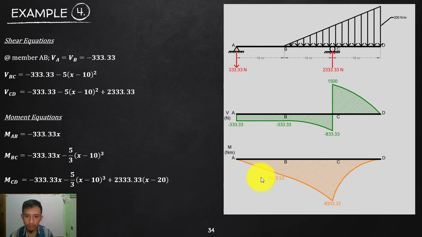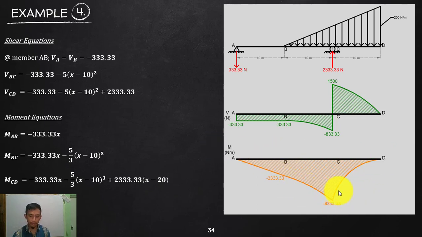Now let's move on to the moment diagram. Substitute again distances, that is 0. Substitute 10, that will give us 3333.33 value here, and then substitute 10 at this equation, that will give us the same, and then substitute 20 at this equation, that will give us this value here, and then substitute 20 at this equation, that will give us the same, substitute 30 at this equation, will give us 0. So this is the moment diagram.